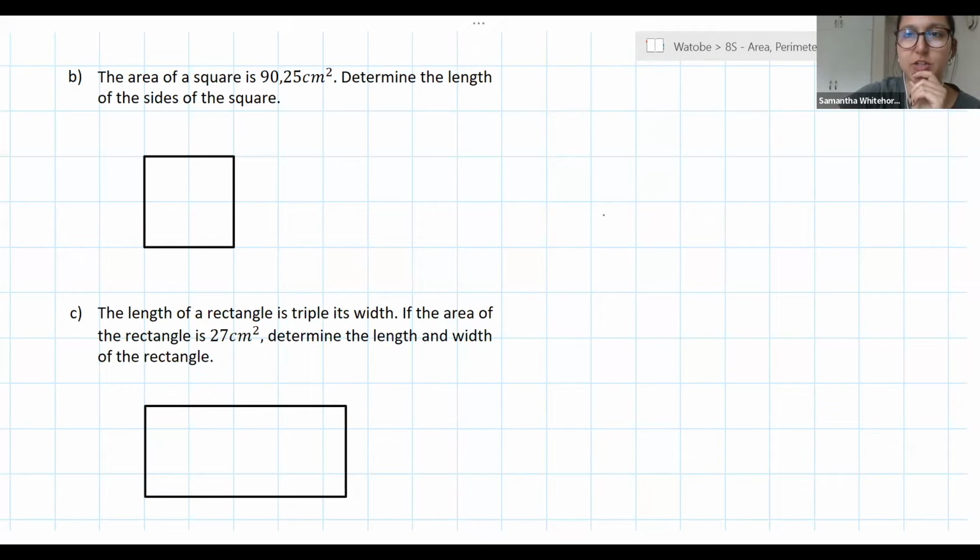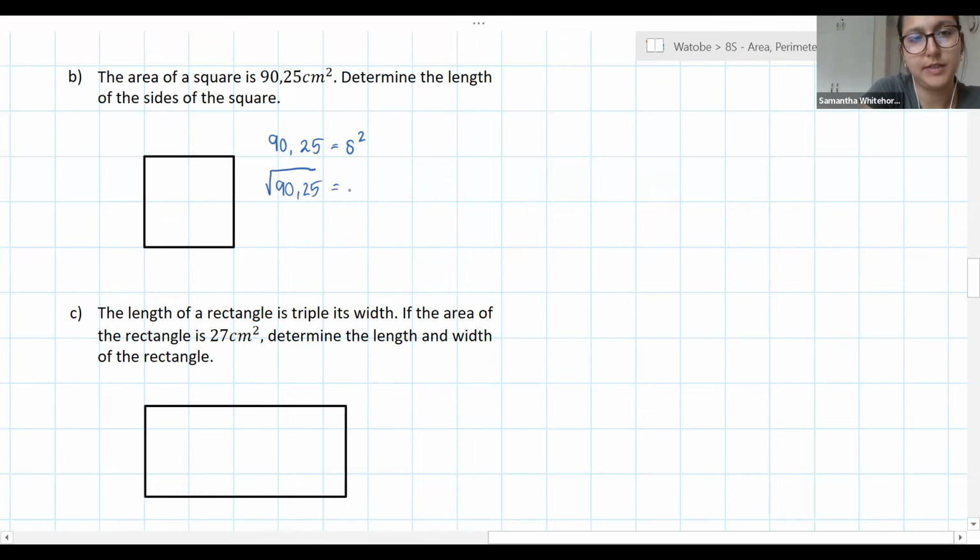Okay, Lolita, do you want to do B for us? Yes, please, ma'am. For B, I said 90.25 is equal to S squared. And then in order to get S alone, I square rooted S squared, which gave me S. Then I did the same to 90.25. And the answer I got was 9.5 centimeters.